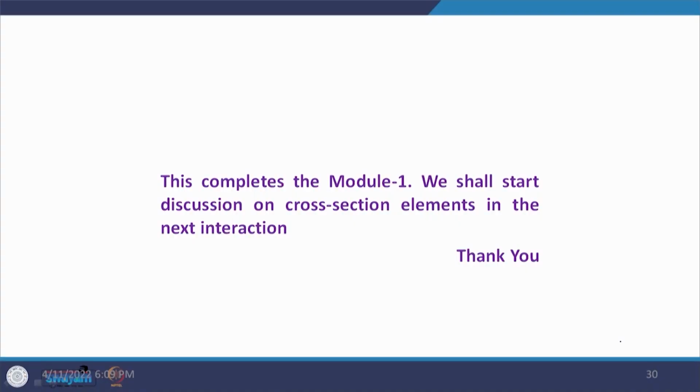With this, we come to an end of our module 1, where we have discussed the various types of sight distances under different conditions in which the traffic is being operated on a road or a carriageway. With the completion of this, now we are going to move to the next module, and this module is related to cross sectional elements, and we are going to start with that in the next interaction. Till then, thank you and bye.